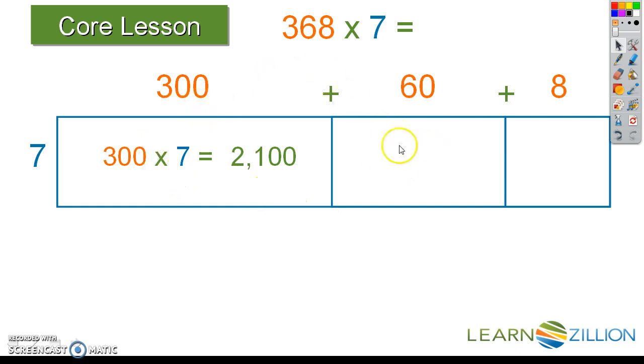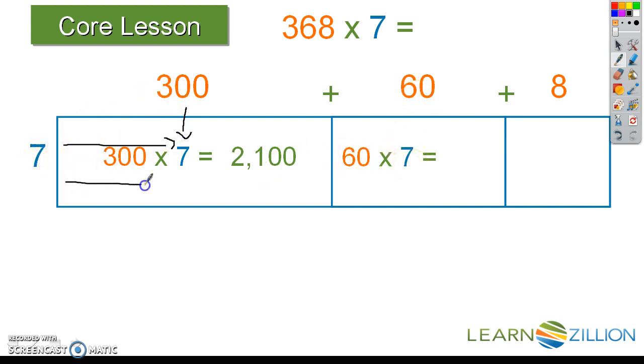Now you move to the next box. You're going to use your 7 here. So we did first, kind of like a multiplication table. So we did 7 times 300. Now we're going to do 60 times 7. So 7 times 60. 7 times 6 is 42. Add a 0, you get 420.